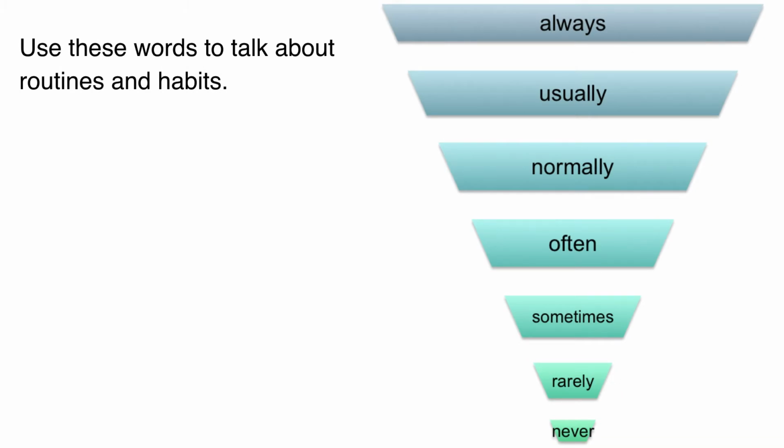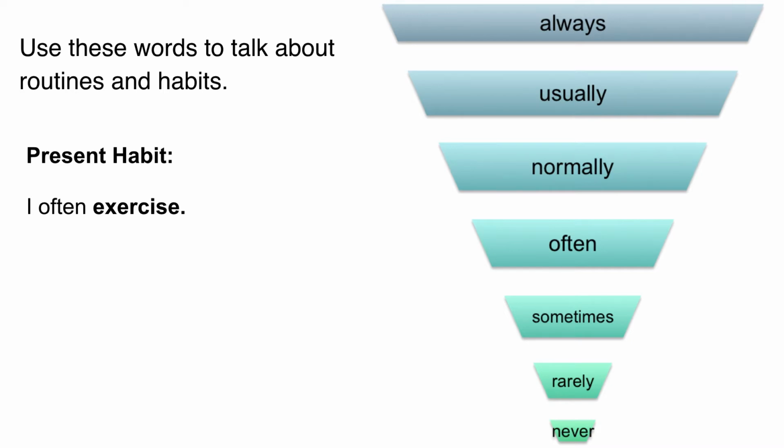Use these words to talk about routines and habits. These are adverbs of frequency. Never, rarely, sometimes, often, normally, usually, always. There are others, of course, but these are the most common. For example, to talk about a present habit, we can say, I often exercise.